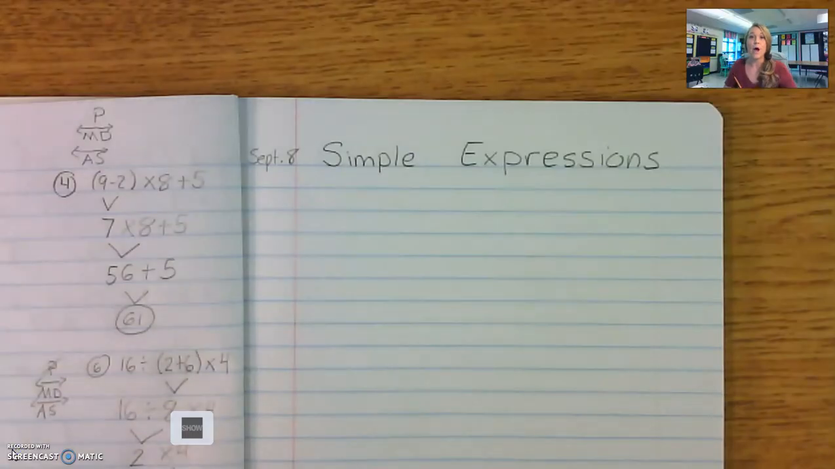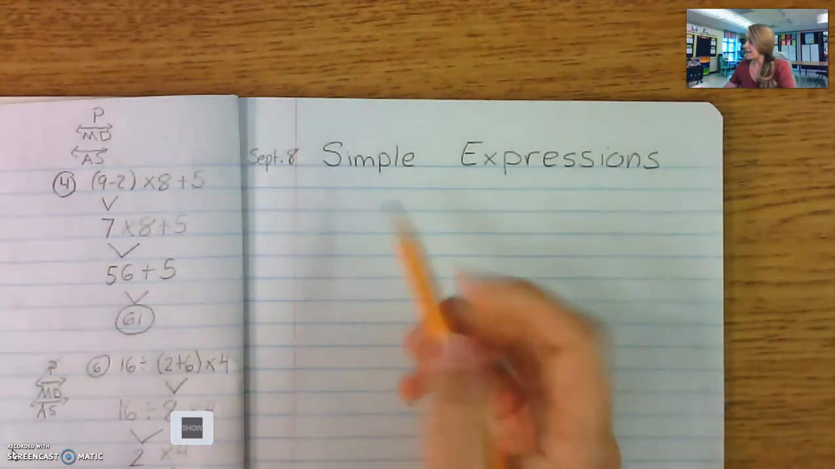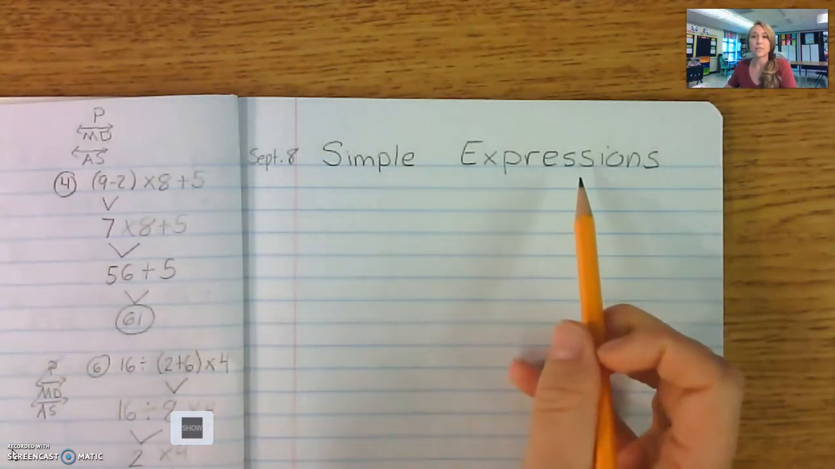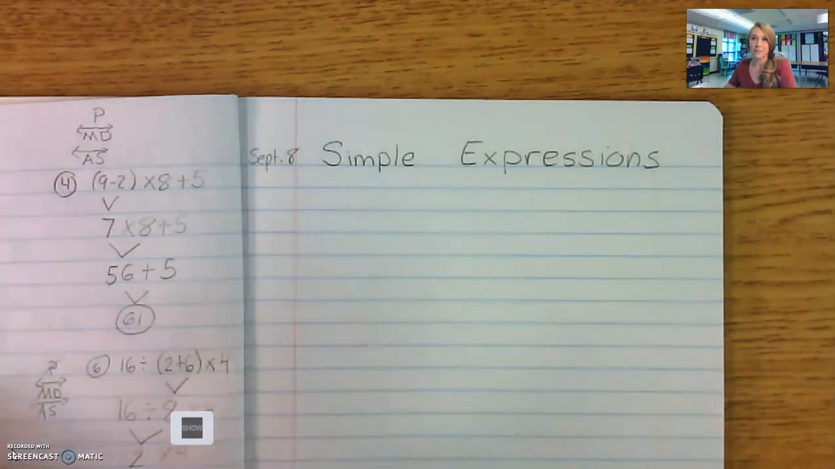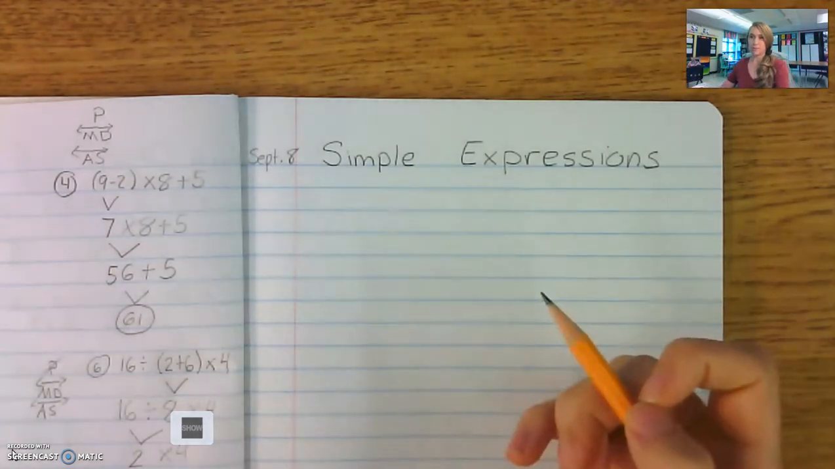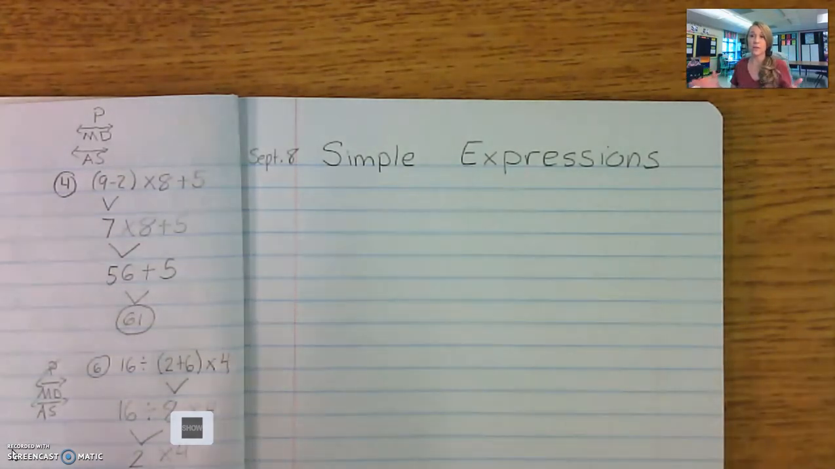All right, open up to the next clean page and label the top simple expressions, as well as today's date, September 8th. We're going to jump right in talking about what are simple expressions. Well, they're just another way that we can write problems. And when we talk about simple expressions, typically we're talking about problems with more than one operation, but a simple expression could just have a single operation, like 3 plus 5.